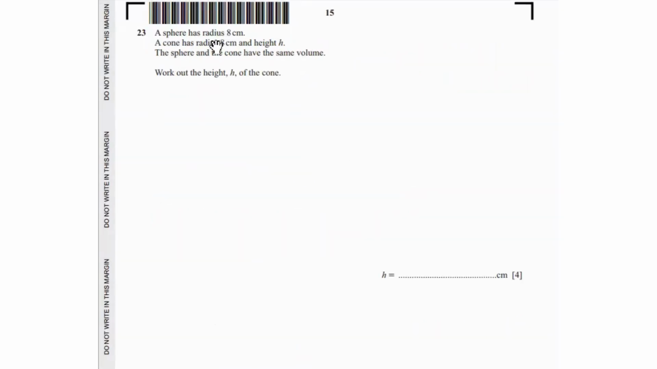Then, a sphere has radius 8 centimeters, and a cone has radius 8 centimeters and height h. The sphere and the cone have the same volume. Work out the height h of the cone. So if they have the same volume, the volume of the sphere is equal to 4 over 3 pi r cubed, r being 8 over here.